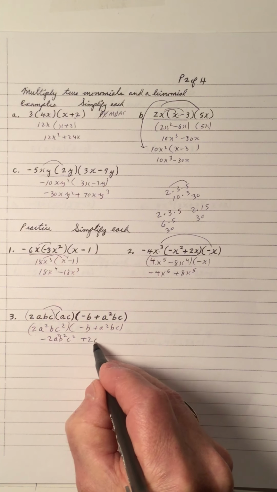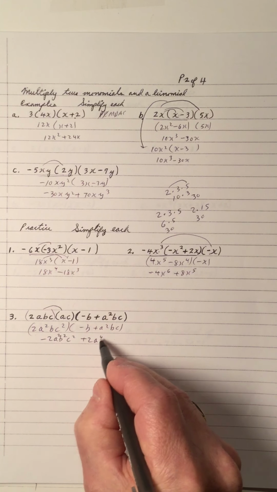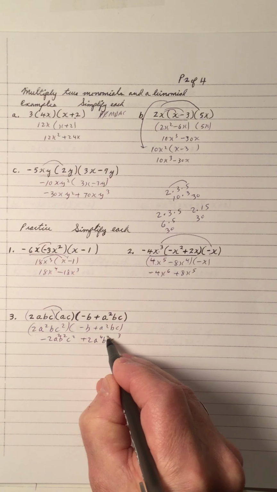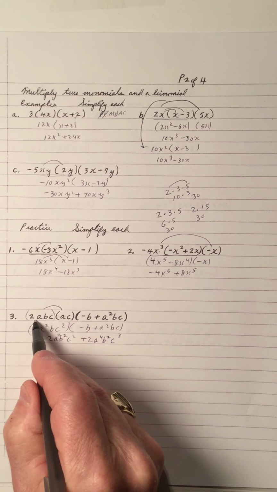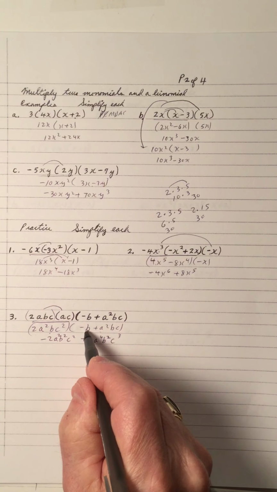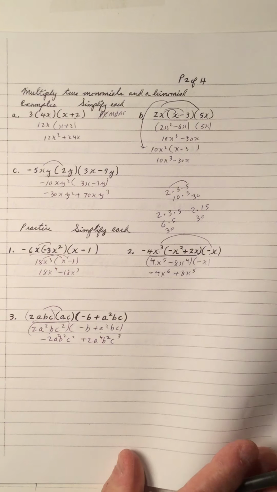A squared times a squared is a to the 4. B times b is b squared. C squared times c is c cubed. Take your time. Multiply these two first. Done. Then this one times these two. Be careful.